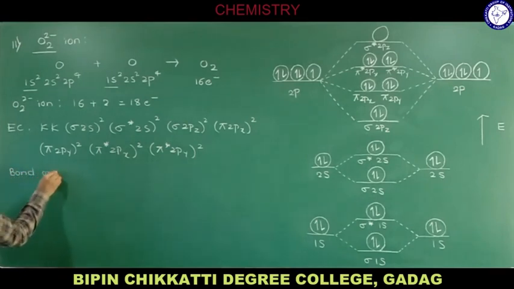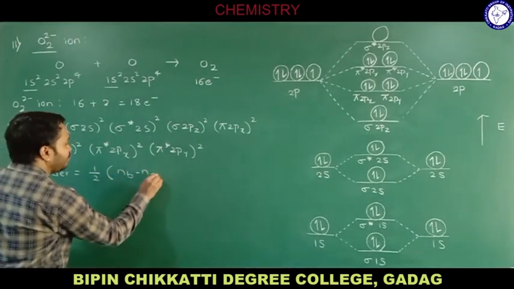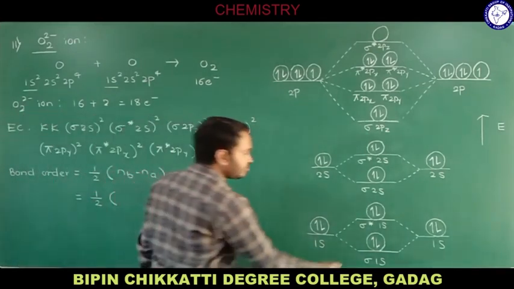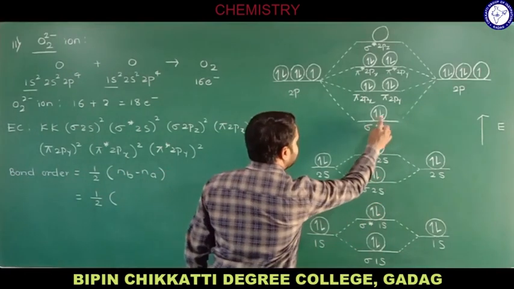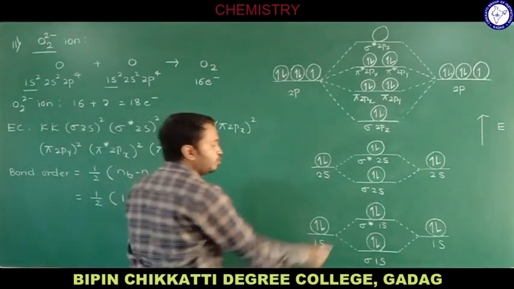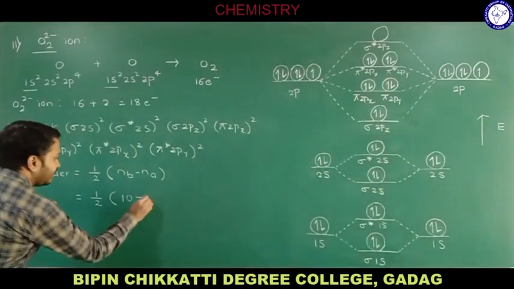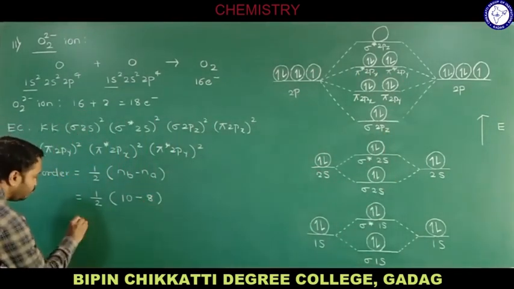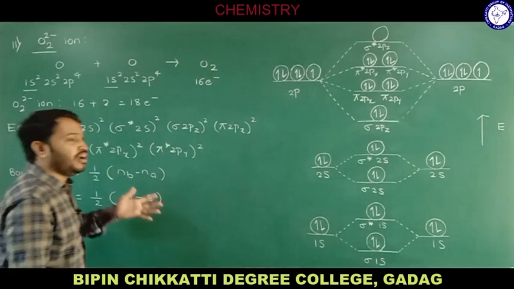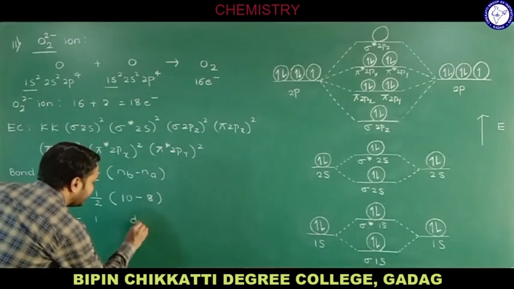We'll see what about the bond order. Bond order can be calculated with the formula 1 by 2 into (Nb minus Na), which equals 1 by 2 times the number of electrons in a BMO, 10, minus ABMO, 8. 10 minus 8 we get 2, 2 divided by 2 we get 1. What does this indicate? In between these two oxygens in O2 2 minus we have only one covalent bond, and this is diamagnetic in nature.